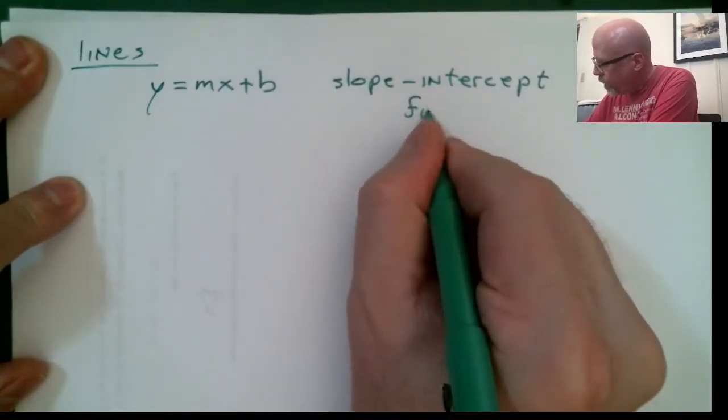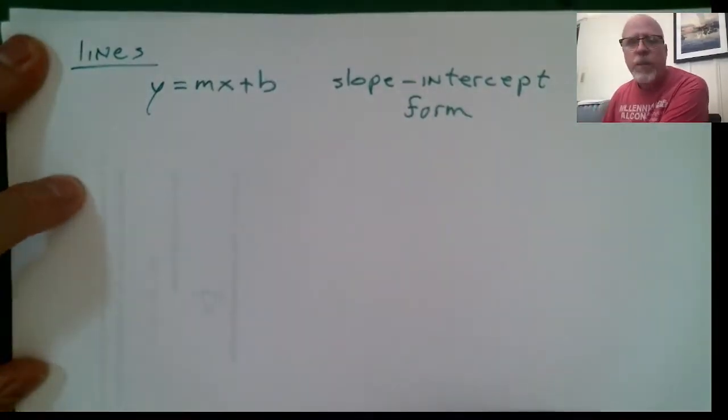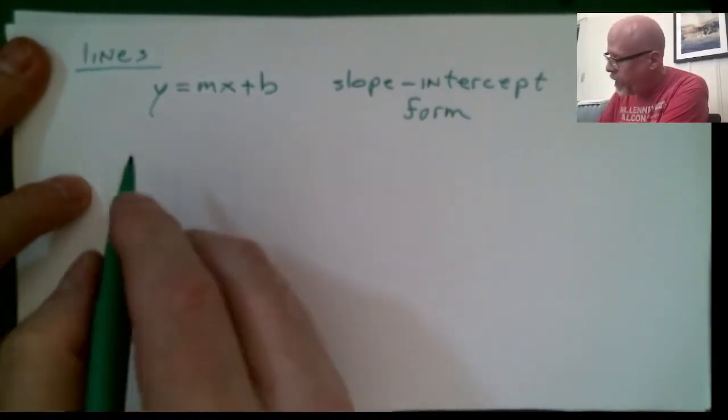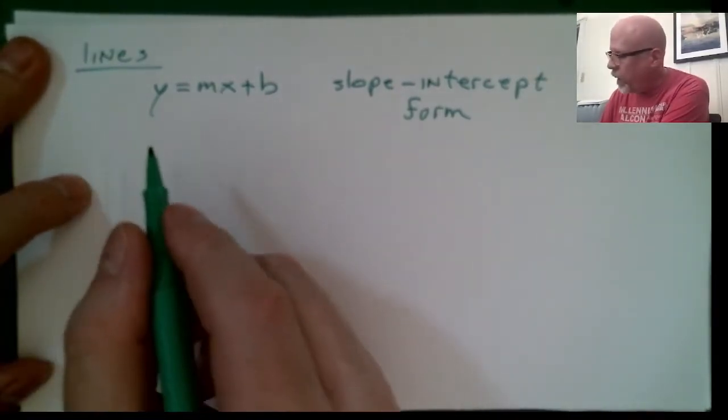Which is probably the most unimaginative way to name something I've ever heard of. It's named for the things that are in it. M is the slope, B is the y-intercept, right? So it's named for the M and the B. There are other ways to talk about a line.